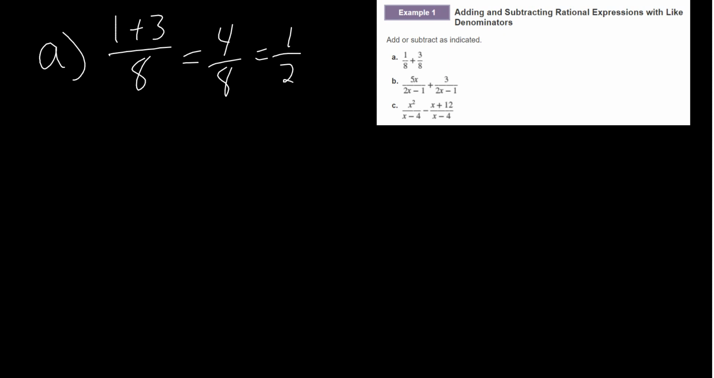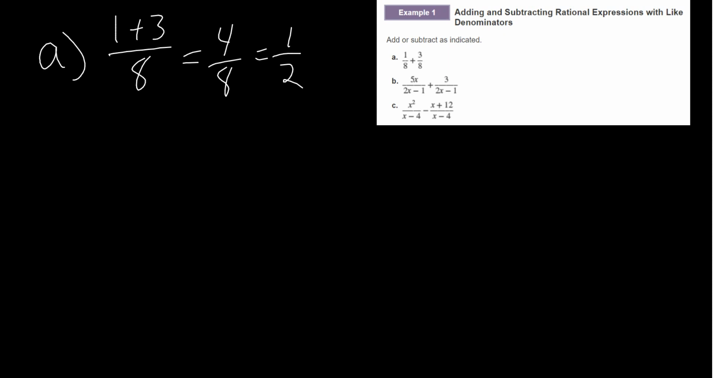All right, so example 1A, it looks like we have a common denominator of 8, so we can just simply say 1 plus 3 over 8, or in other words, just simply 4/8, or in other words, 1/2. Okay. All right, so that's A.